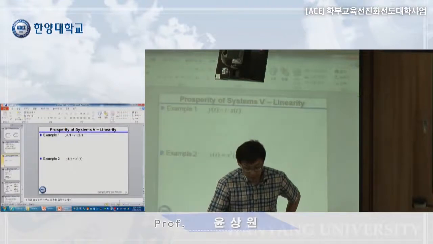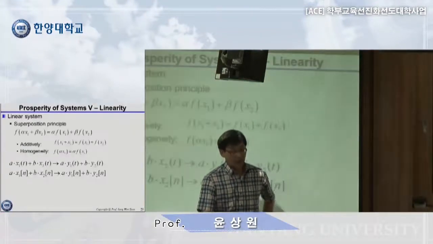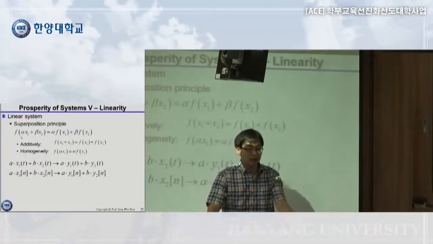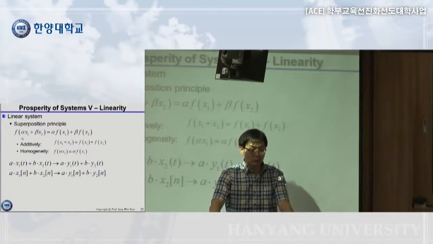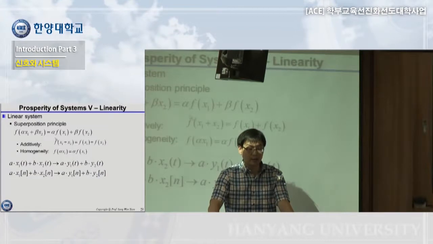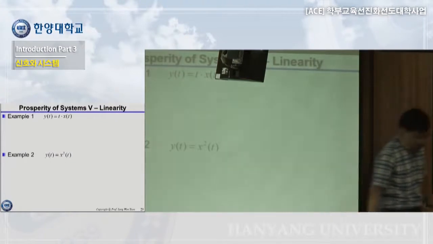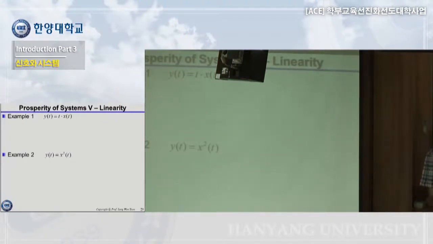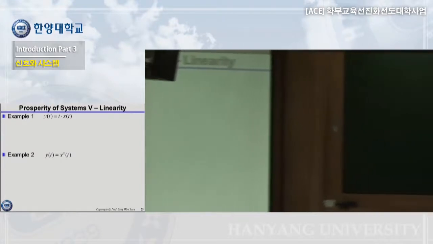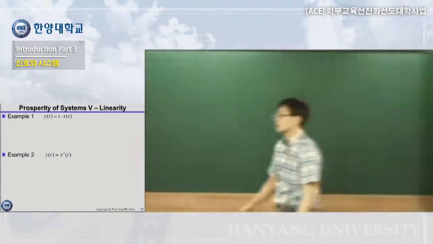Today's lecture is about linearity. Once again, how we judge linearity is we apply A x1 plus B x2 and see if the output of the system will be the same as this. So how do we do it? The first example is y(t) equals t times x(t).